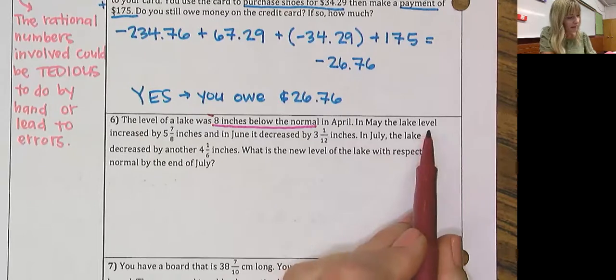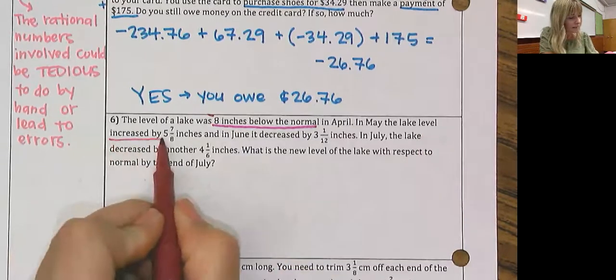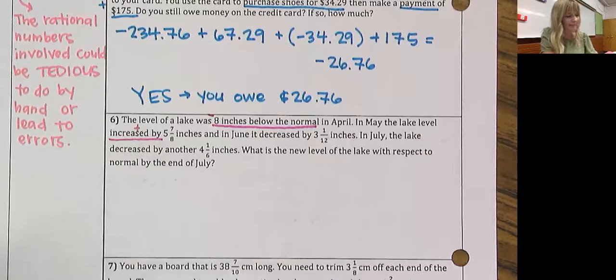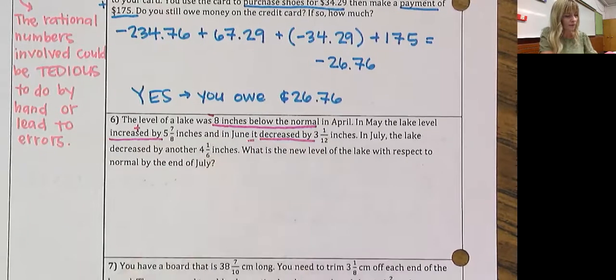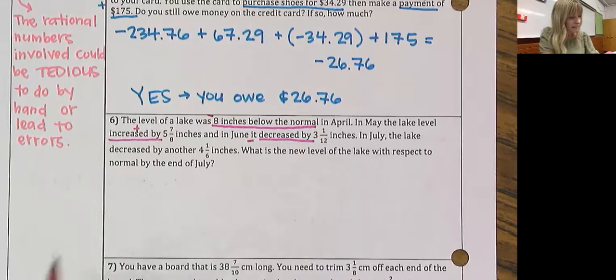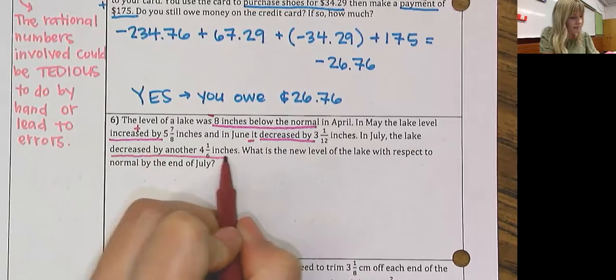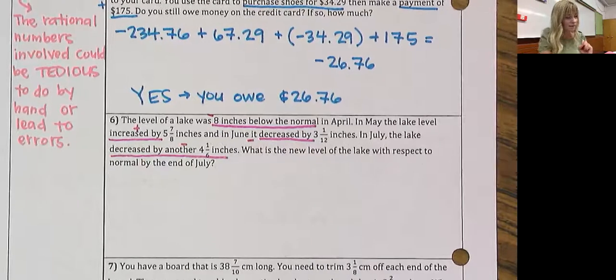In May, the lake level increased, went up by 5 7/8 inches, and in June it decreased, negative, by 3 1/12 inches. In July, the lake decreased another 4 1/6 inches. What's the new level of the lake?